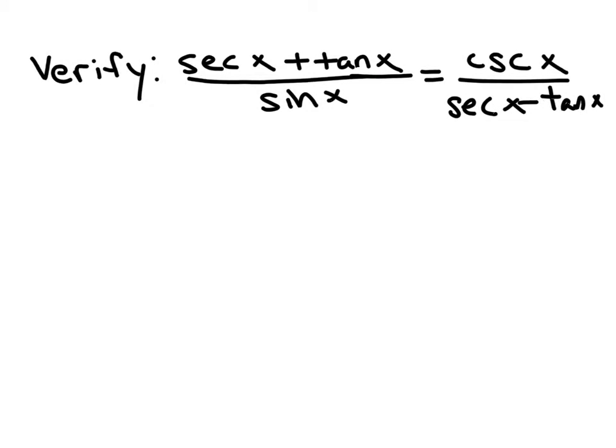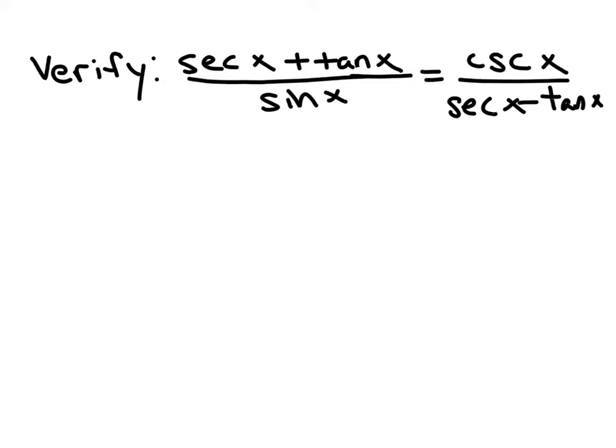In this example, you're asked to verify that secant x plus tangent x all over sine x is equal to cosecant x over secant x minus tangent x. Now, in this problem, I don't feel strongly that one side is more complicated than the other side.